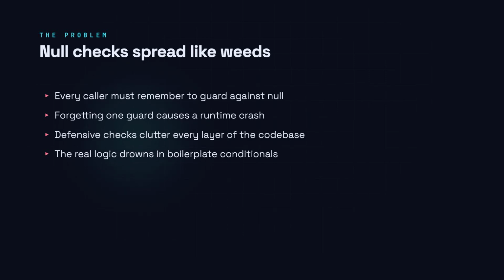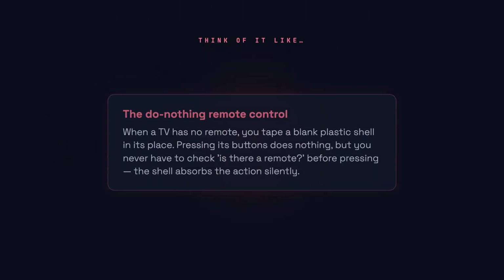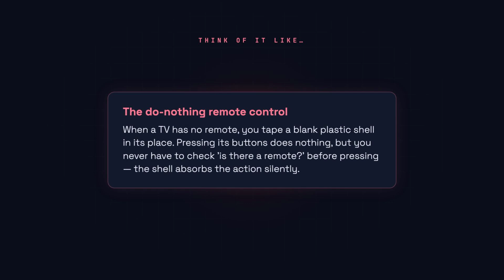Think about a TV remote holder on the wall. When there is no real remote, you put a dummy shell in the slot. Anyone who walks up and presses a button on the shell just gets no response. The TV does not explode, and nobody had to check whether the remote existed first. That is exactly what the null object pattern does. It gives absence a safe do-nothing stand-in so callers never need to check.